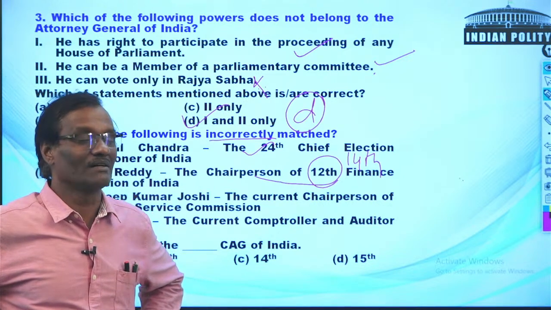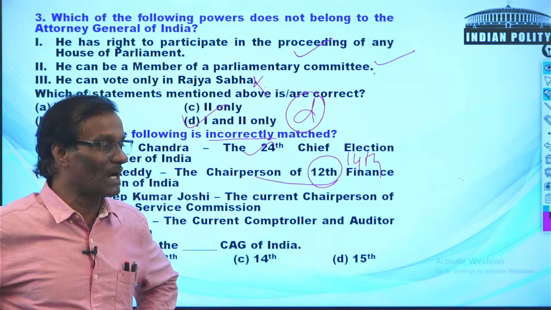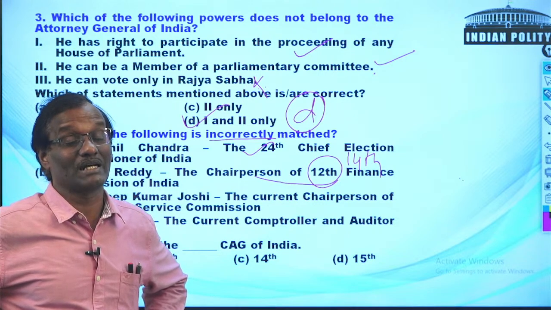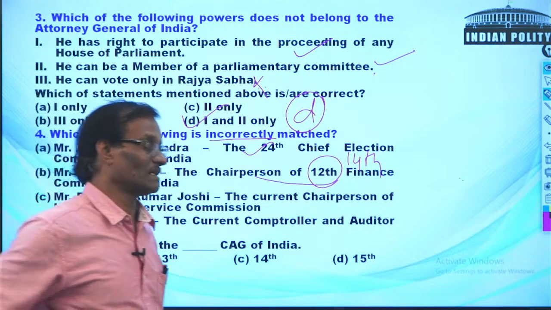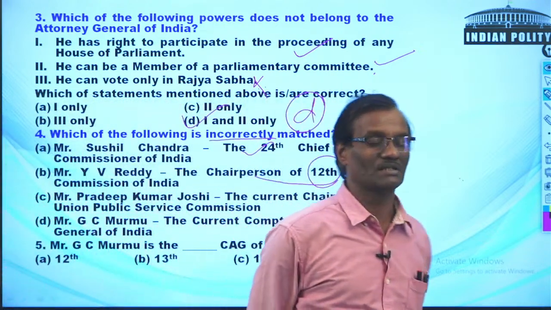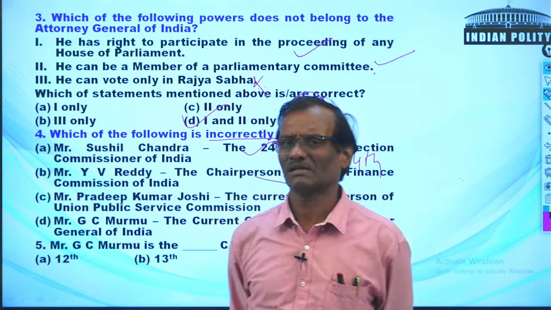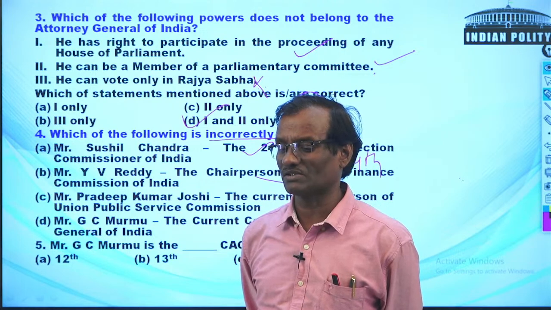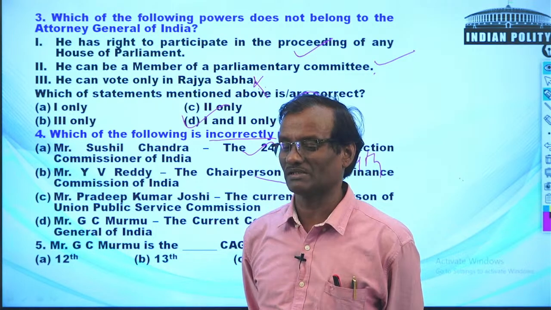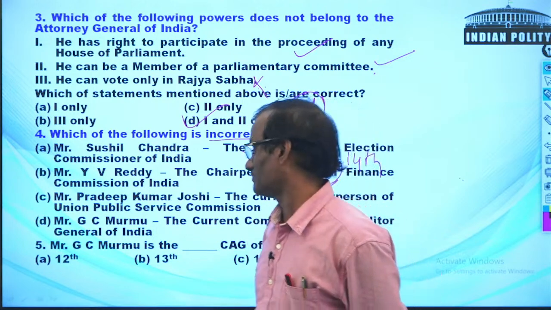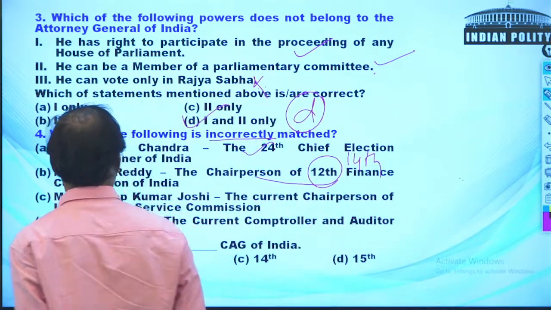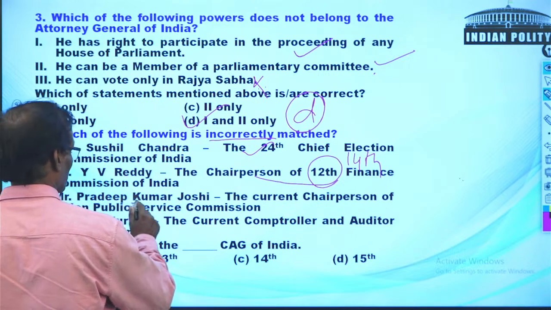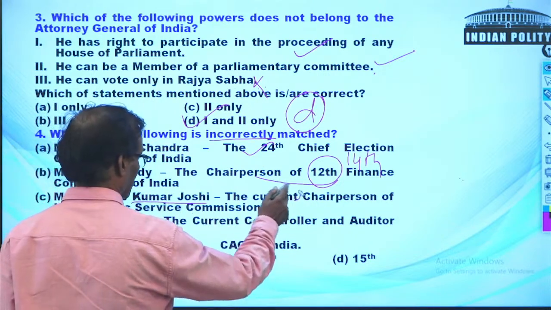That is your YBRD, who opined against or recommended against special status to states. Hence, it increased the devolution percentage to 42%, I think. So the claim for special status was rejected by the 14th Finance Commission. So it is incorrect. Like Pradeep Kumar Joshi is though not current, but he was the chairperson.